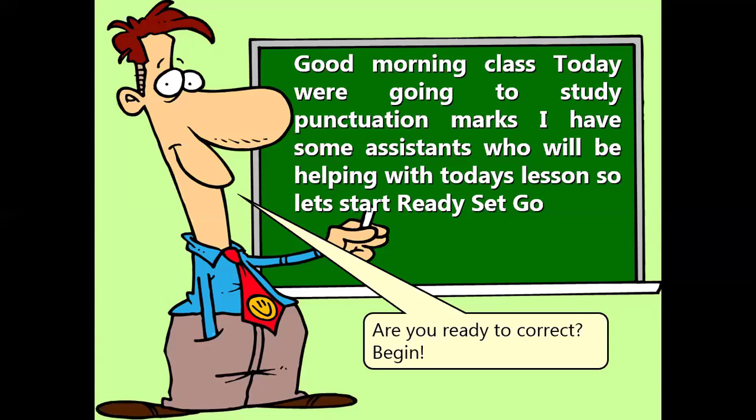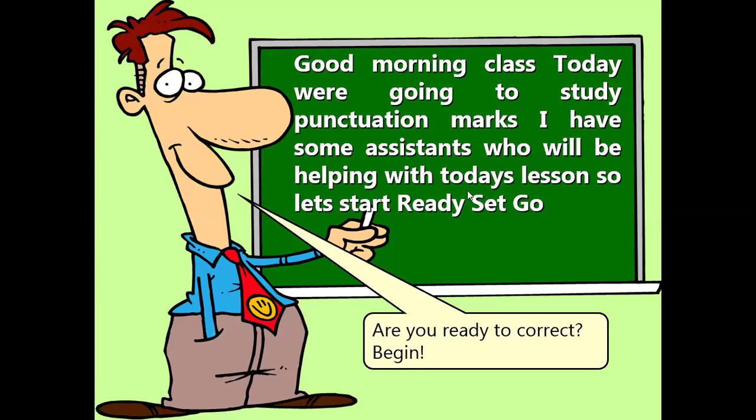After punctuation marks, there will be a full stop. Then, I have some assistants who will be helping with today's lesson. I have some assistants. Then there will come a comma. Okay, start again from here. I have some assistants who will be helping with today's lesson. There will come a comma. Where? After some assistants, here would be a comma. You are saying comma. Yes. And after so, here there would be a comma.